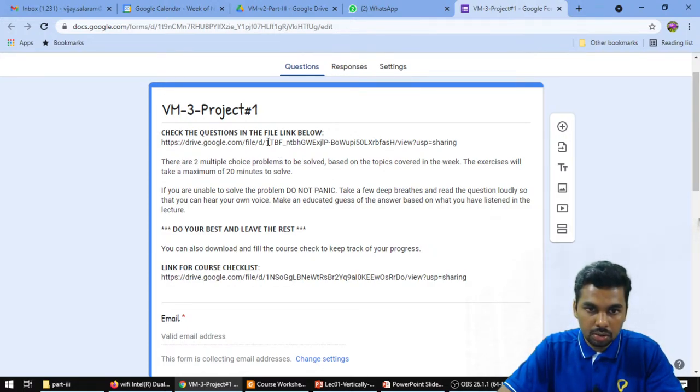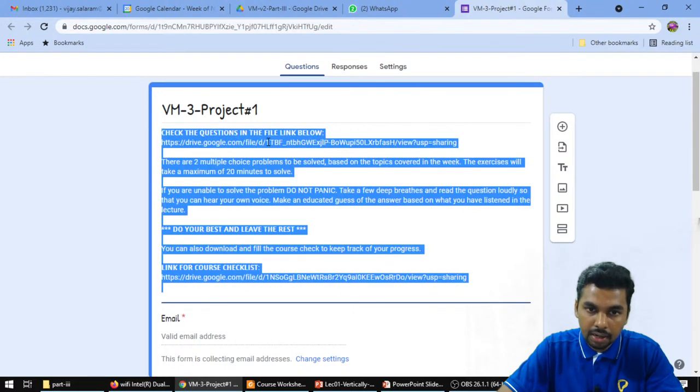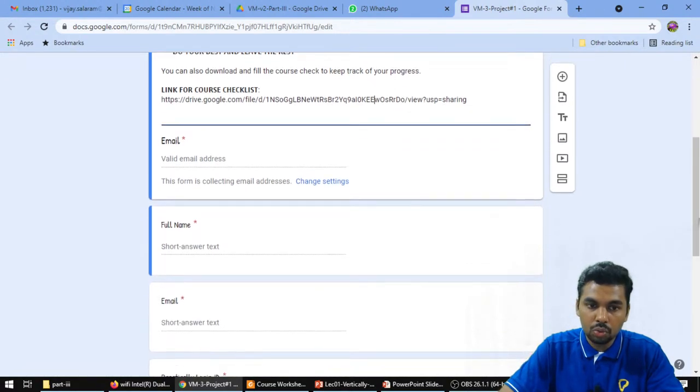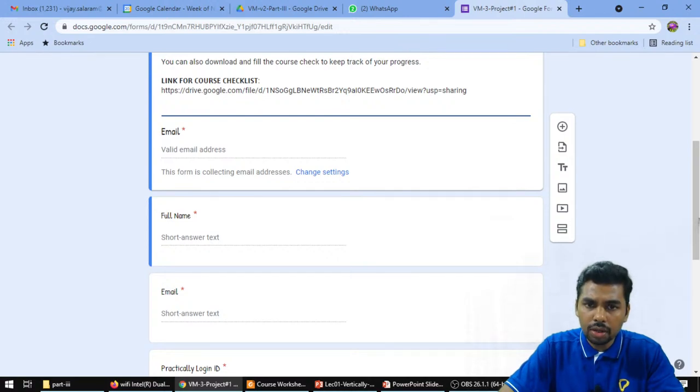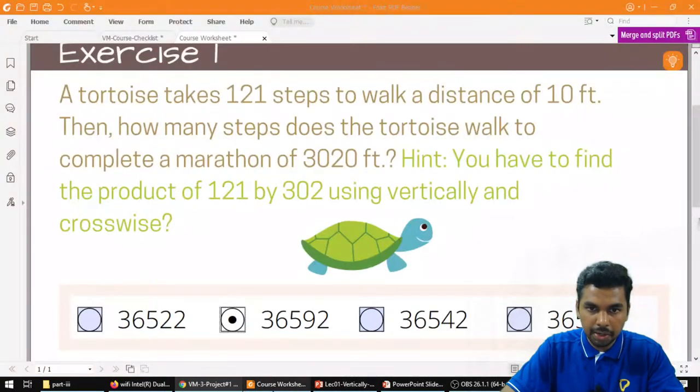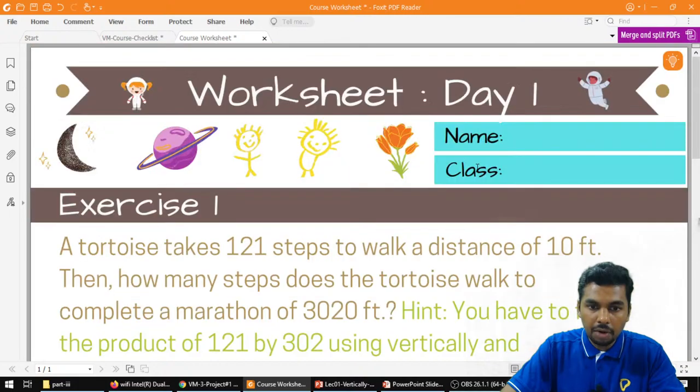So in this Google form, I have given the link to both the worksheet day one and also the checklist which I had shown earlier. So you have to solve the problem. You can solve the problem in the PDF file itself, this PDF file that I'm showing. After you solve the problem, write your name and class.